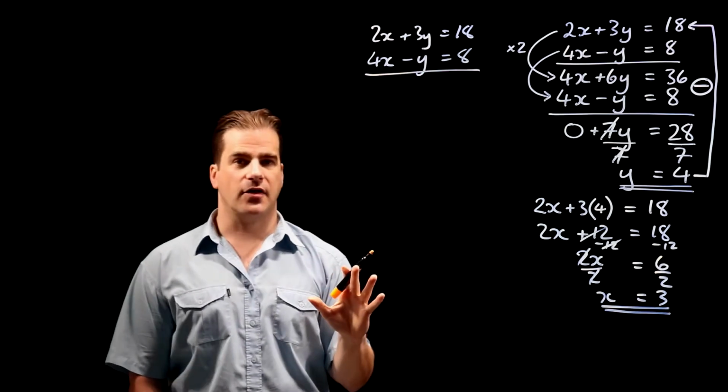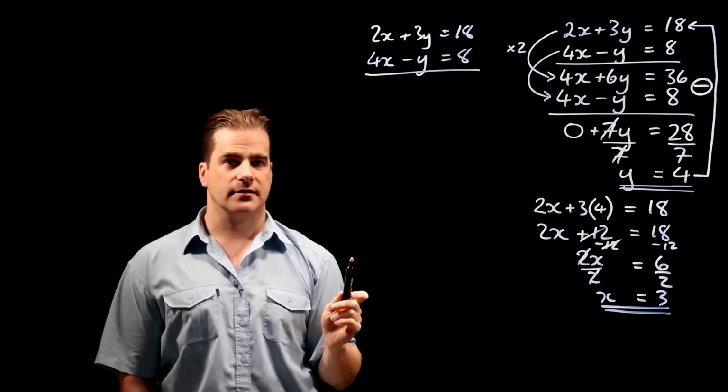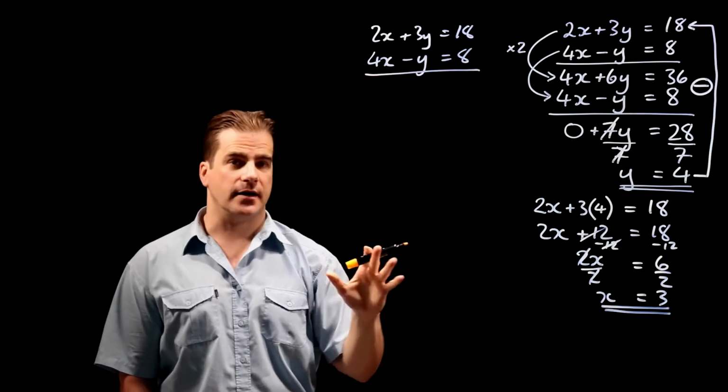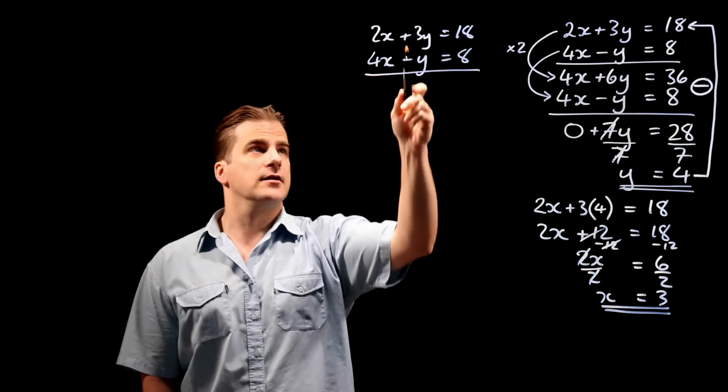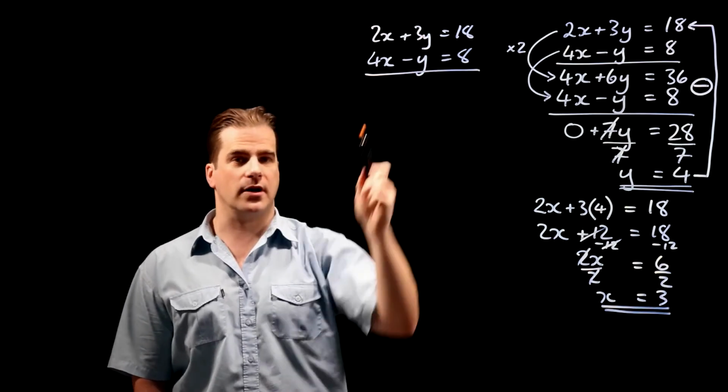So exactly the same thing. We've got to get the same number of y's in both equations. Don't worry about the sign. I know one is plus and one is minus. At this stage, don't worry about that. You're only interested in the number. At the moment, there's 3 up there and there's 1 here.